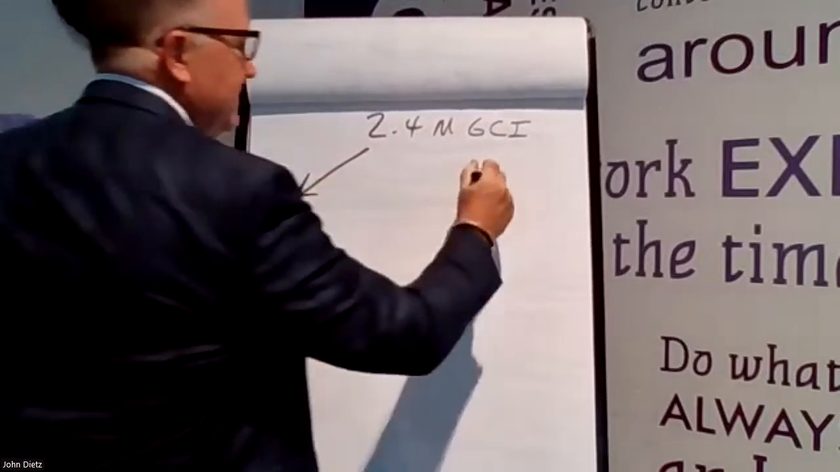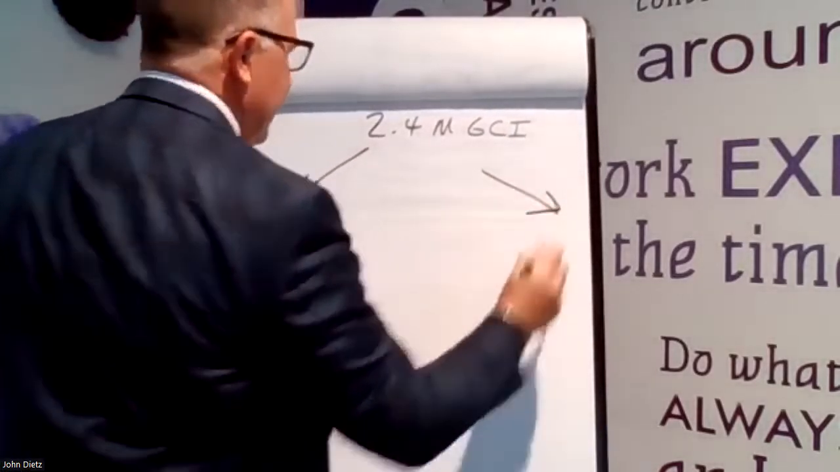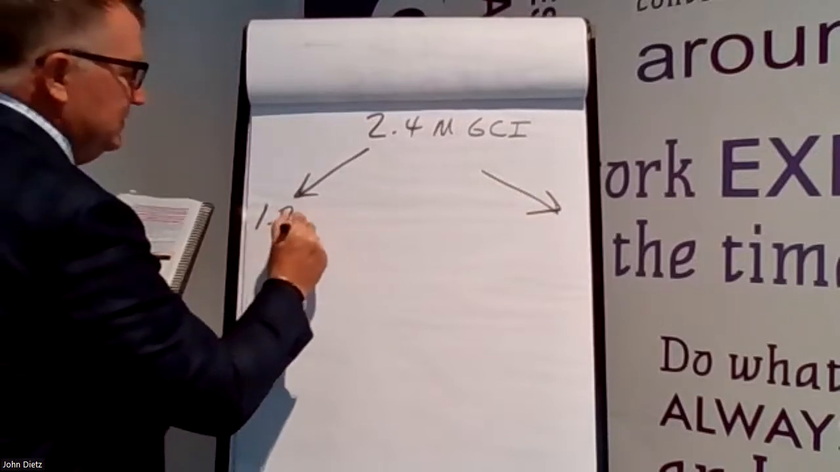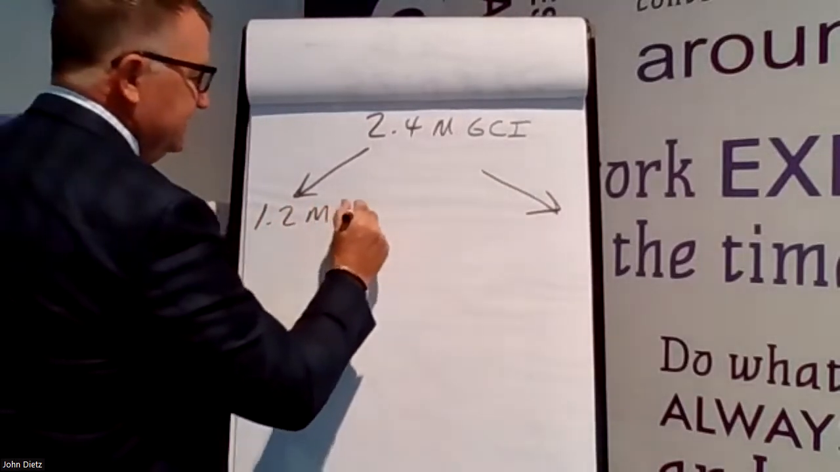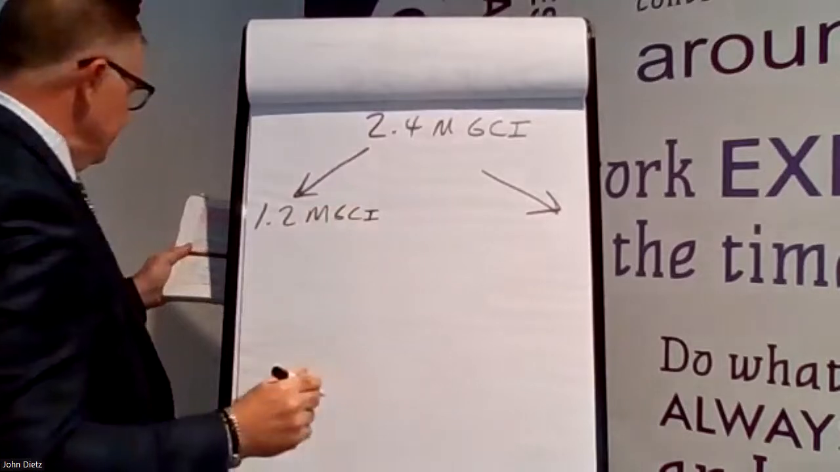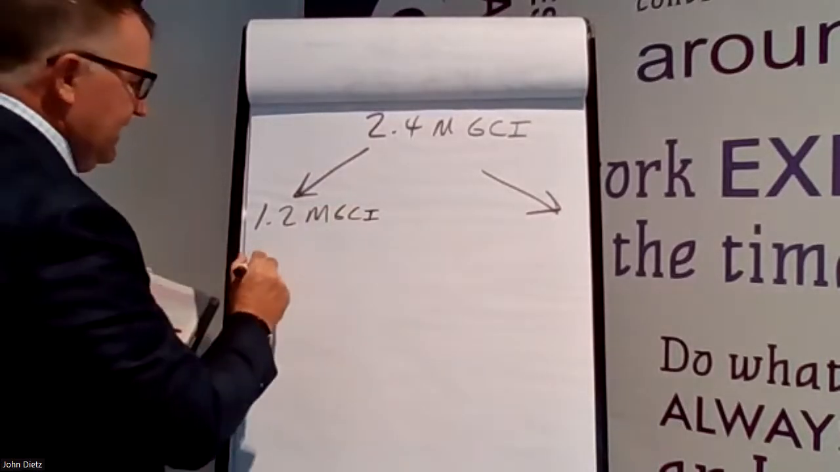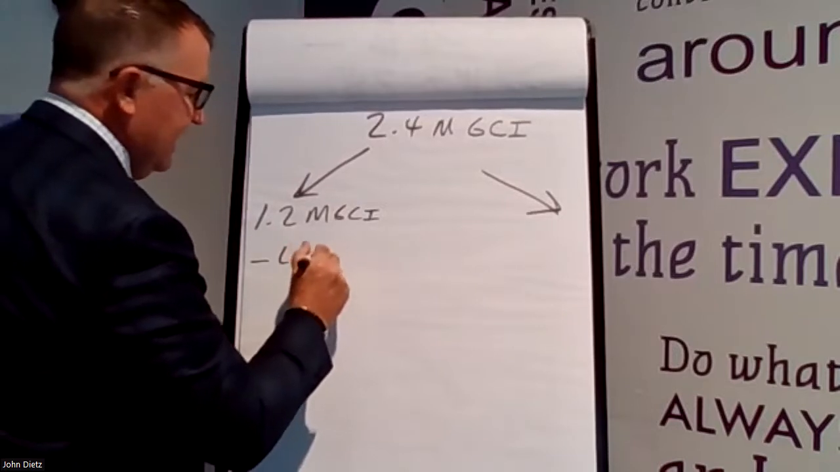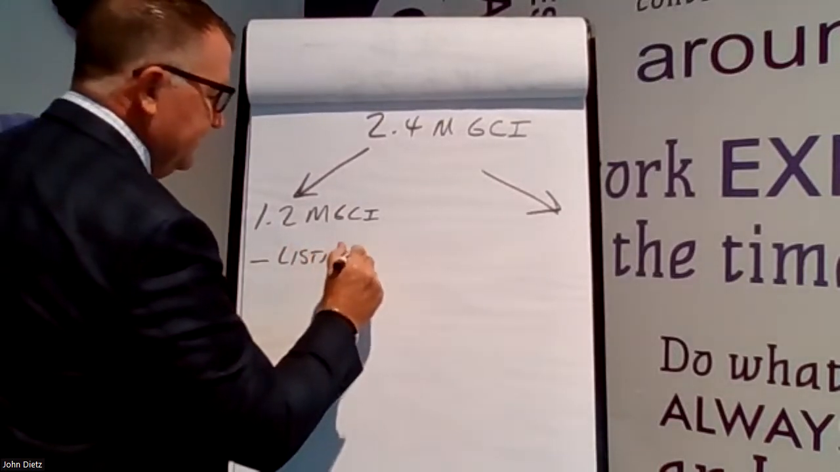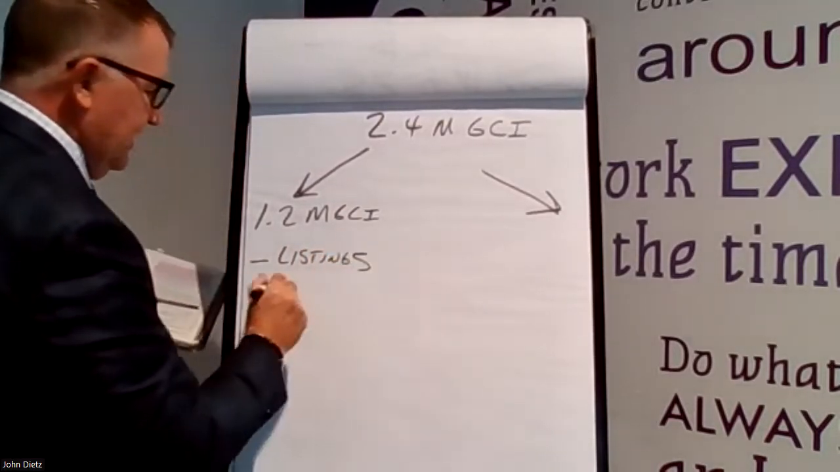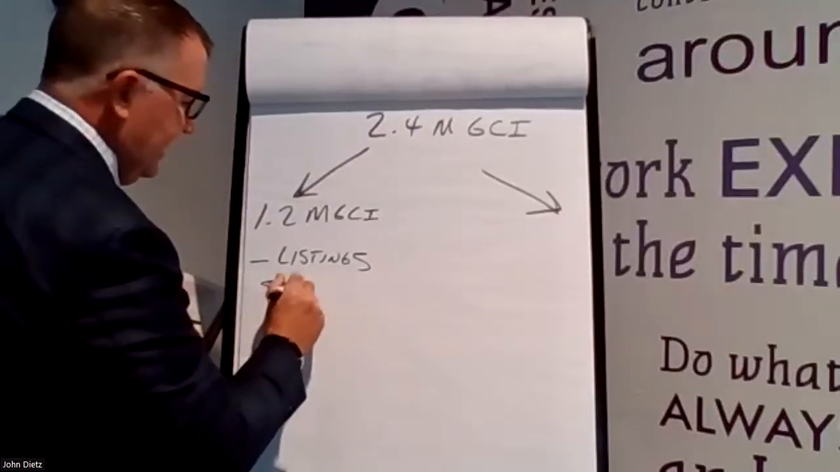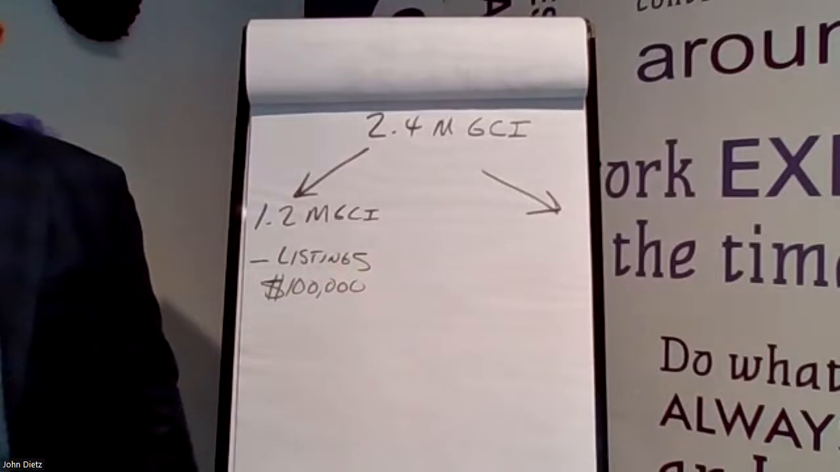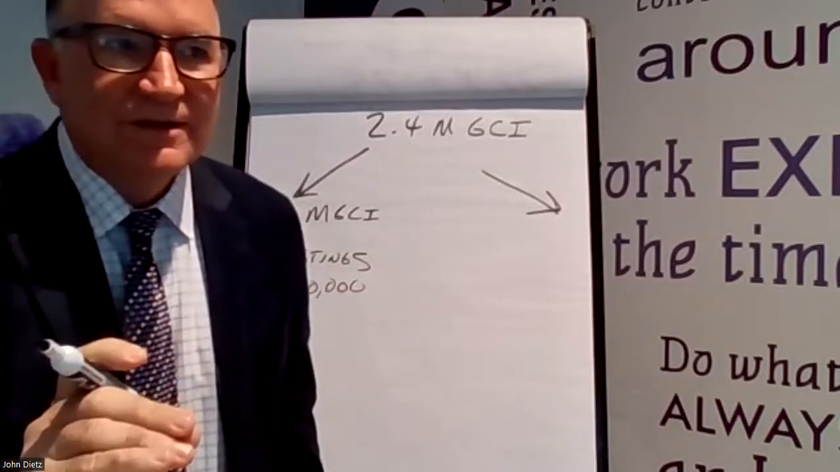We have a seller side, we have a buyer side. If our business is 50-50, that means 1.2 million GCI is coming from sellers closed. And we're going to take away cost of sale on the listing side. Now, in order for the 30-30-40 model to work, cost of sale on the listing side is $100,000. If it's more than $100,000, this doesn't work.